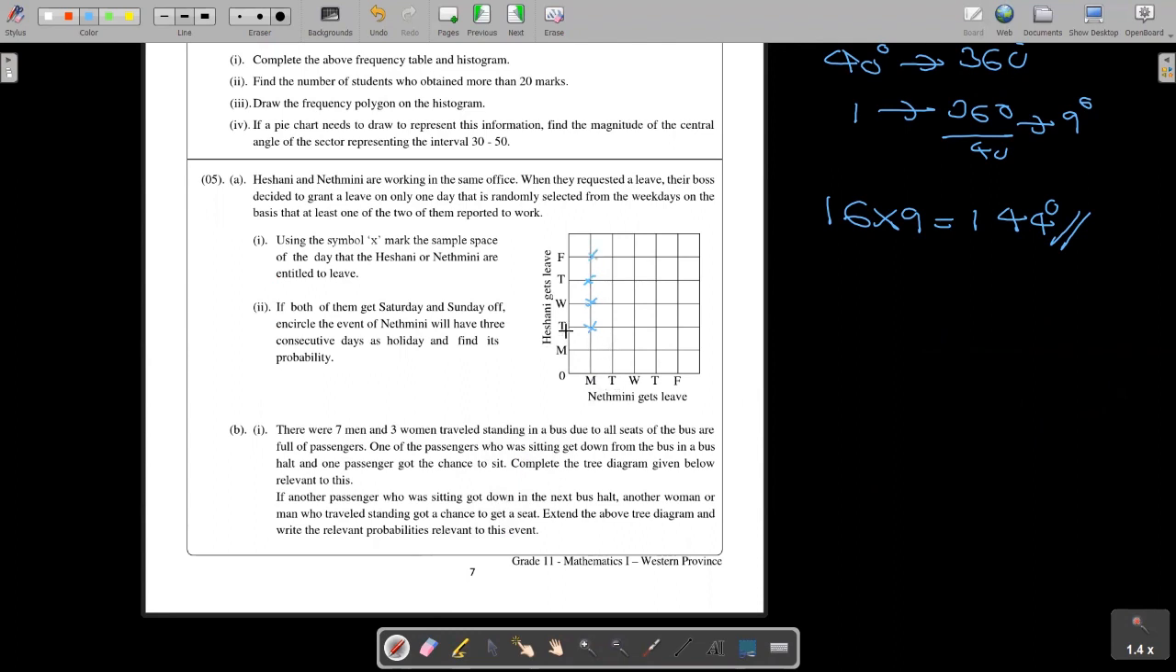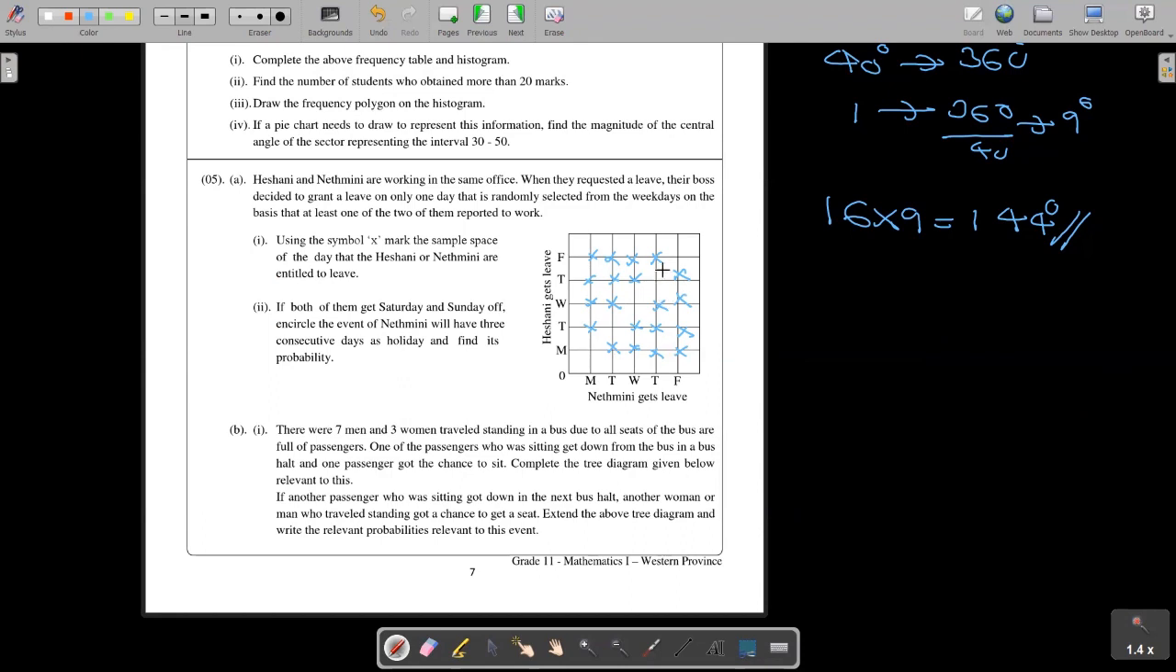Tuesday, if Nethmini takes, Heshani can't. This is empty. Wednesday, both of them can't take on Wednesday. Right. So there are 4, 7, 9, 10 over the 20 days.